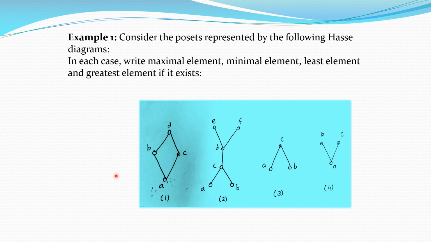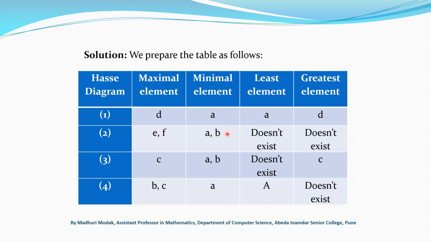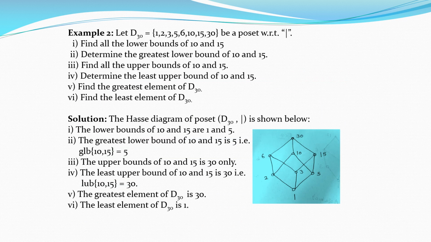In one, both greatest and least elements are existing. In another, both are not existing. In third, only greatest element is there. And in fourth, only least element is there. So we have shown it as a table. So in each case, maximal, minimal elements are existing, but least and greatest element may or may not exist.